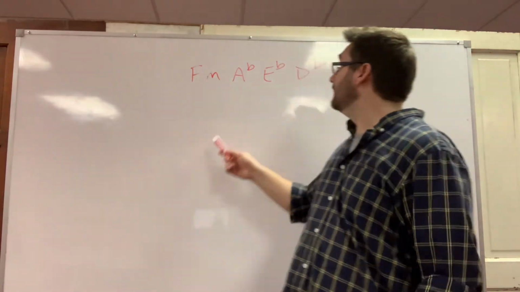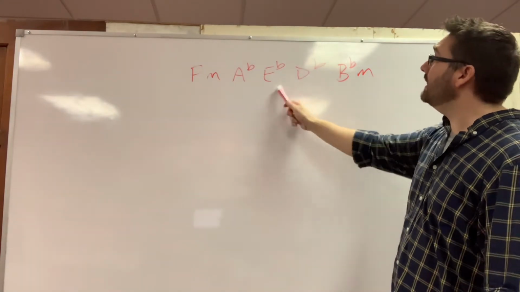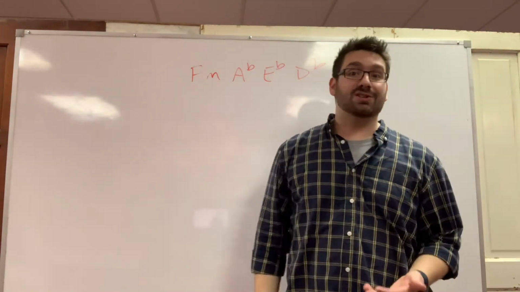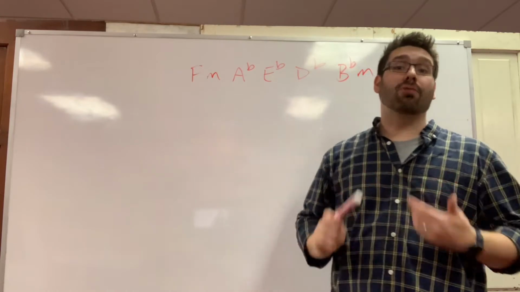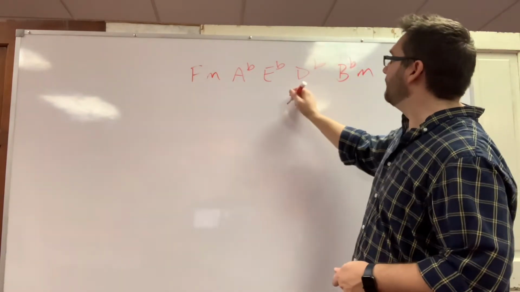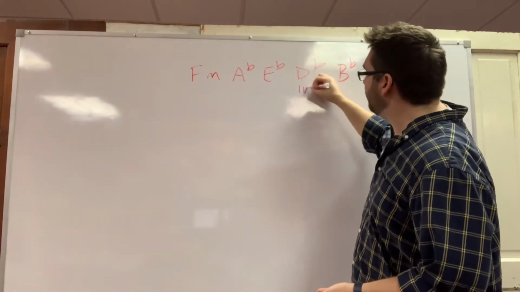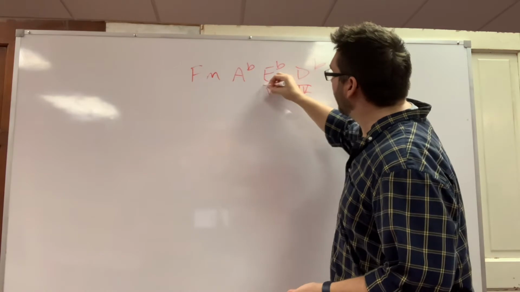Let me look at these. Okay, A is not right next to D or right next to E, but E and D, they're right next to each other. I can guess that they're probably my 4 chord and my 5 chord. And then I can check my work. Okay, if this indeed is my 4 and 5 chord, D is the lower note, so D would be 4, E flat would be 5.